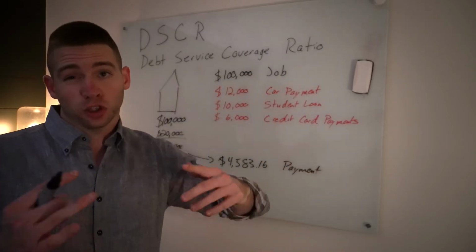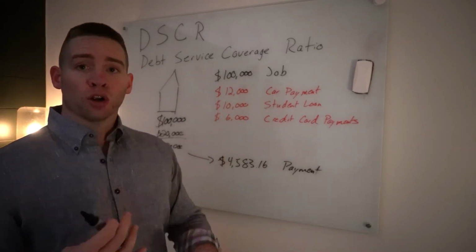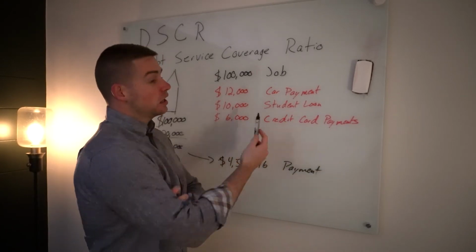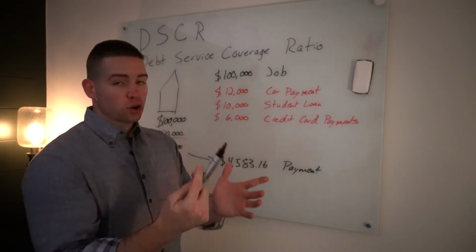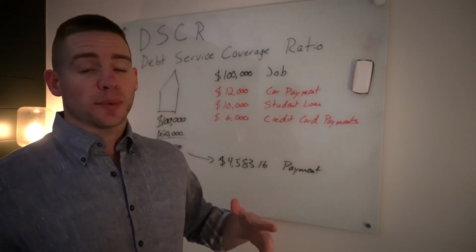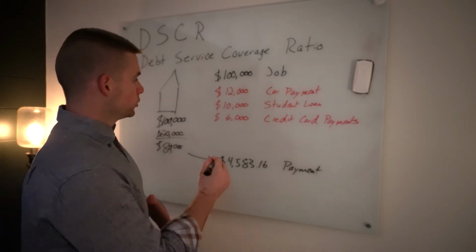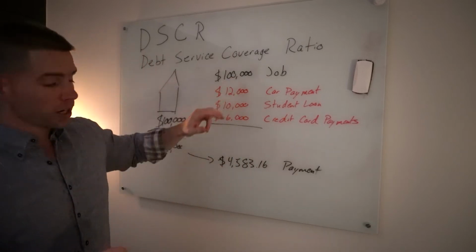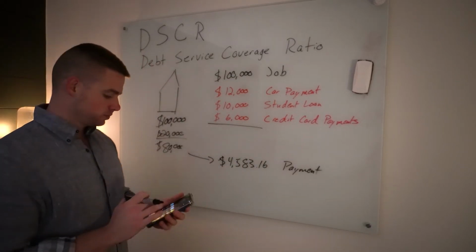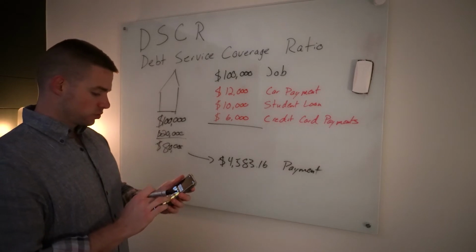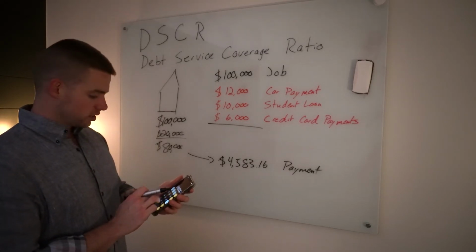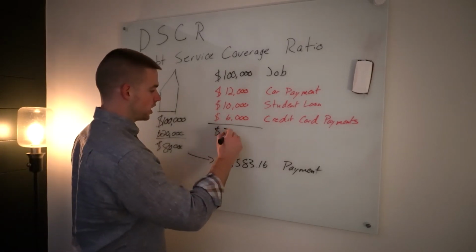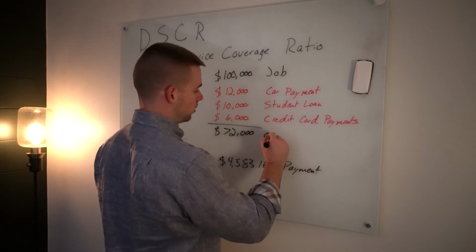This is essentially a P&L for you as a person. Let's say that you make $100,000 a year from a job, and that you have $12,000 a year of car payments, $10,000 a year of student loan payments, and let's say you have credit card debt and the bank calculates that these payments on average are going to cost you $6,000 a year. So what we want to do is subtract this out to figure out essentially our NOI for us as a person, right? So we're going to take the $100,000, and we're going to subtract out $12,000, subtract out $10,000, and then subtract out $6,000. Okay, and that gives me $72,000 of available income.